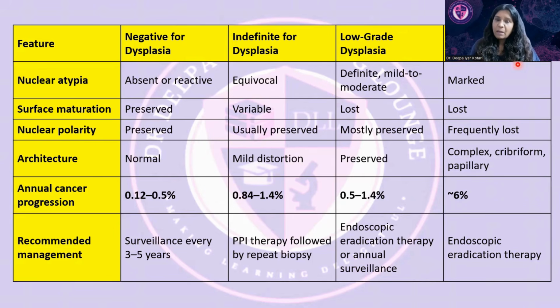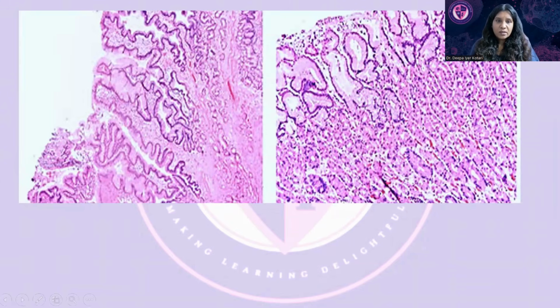High-grade dysplasia: marked nuclear atypia, surface maturation lost, nuclear polarity lost, complex architecture, cribriforming, papillary or villous pattern. In annual cancer progression, you had less than 2% in all of these entities till now. This is almost 6%. In the sense, if you have sampled 100 patients, 6 of them are definitely going to go into adenocarcinoma. So you have to have endoscopic eradication therapy in high-grade dysplasia for sure, and then a repeat biopsy after healing. So that is the entire feature of each of the Barrett's esophagus diagnoses and the variants.